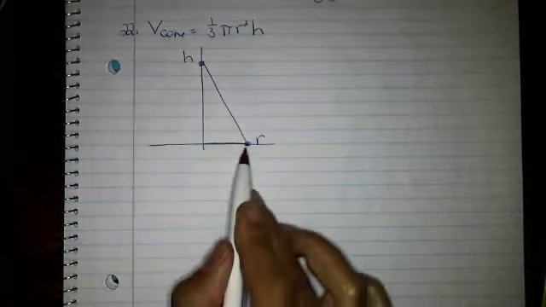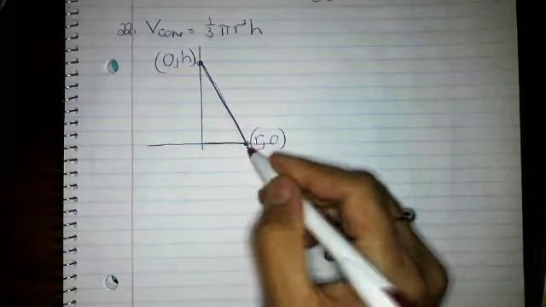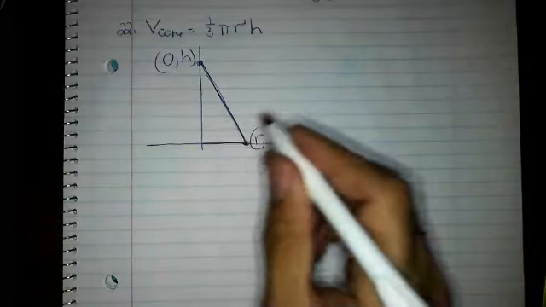So because I know these distances, I have ordered pairs. This would be whatever r is, 0. This would be 0, h for an ordered pair, because I didn't go left or right, I just went up. I can use these 2 points to write the equation of this line, and then we'll do our calculus. So the equation of a line. So we need to know the slope.